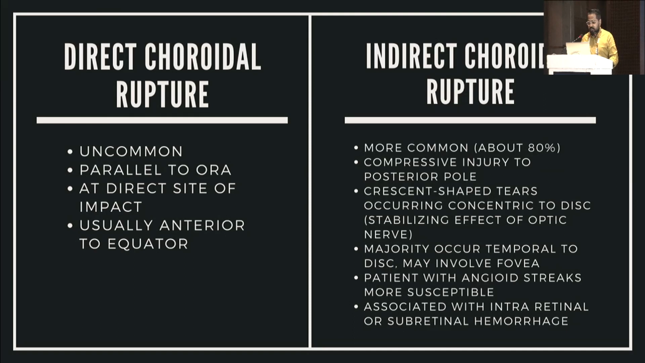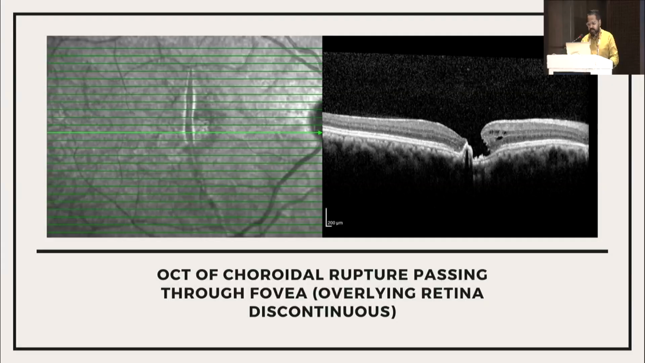There are two types of choroidal rupture, direct and indirect. Direct choroidal rupture is uncommon, parallel to the ora at the site of the impact and usually anterior to the equator, whereas indirect choroidal rupture is more common, a compressive injury to the posterior pole, associated with crescent-shaped tears occurring concentric to the disc. The majority occur temporal to the disc and may involve the fovea. Patients with angioid streaks are more susceptible, and it is associated with intraretinal and subretinal hemorrhages.